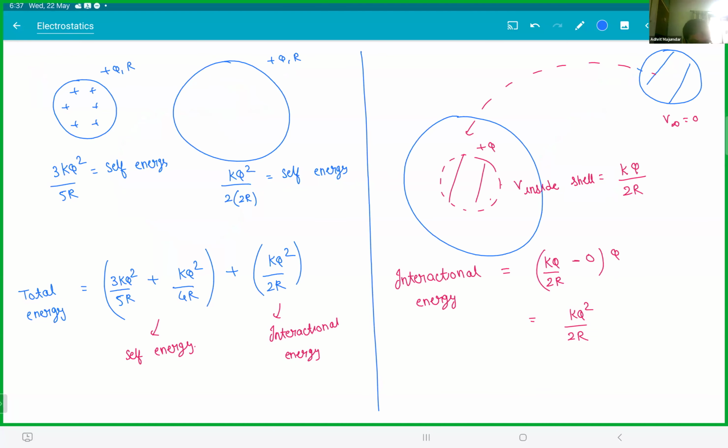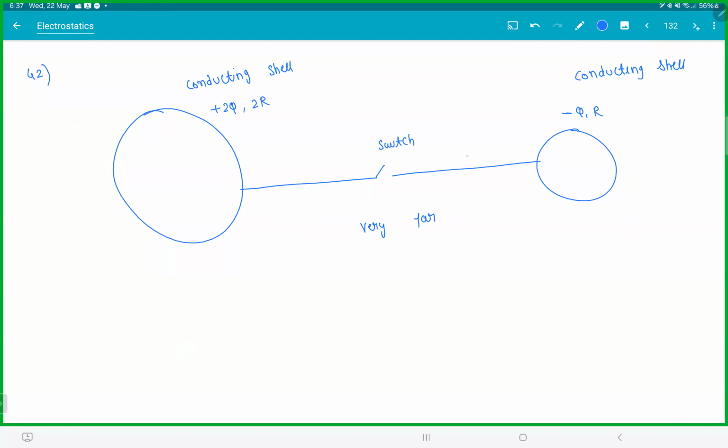Okay, thank you. So they're connected by this conducting wire. And they're very far, meaning they're not interacting with each other. So when the switch is closed, find the final charges and the heat produced.